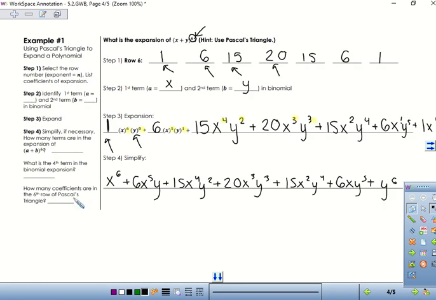Oh wait, I forgot to fill in the side. Our first term is x. Our second term was y. To simplify this, we used the expansion, which had 7 terms. The fourth term would be 20, x to the 3rd, y to the 3rd. And there are 7 coefficients in the row. Okay?